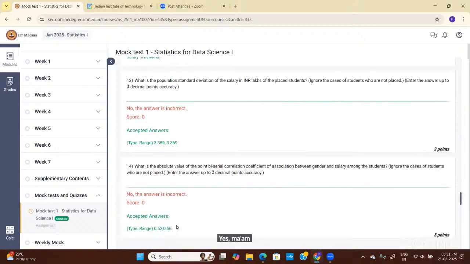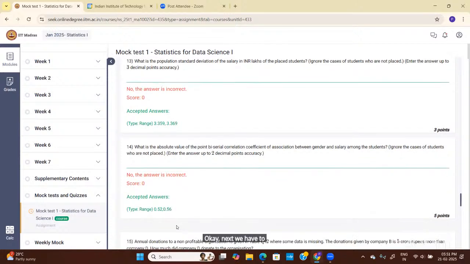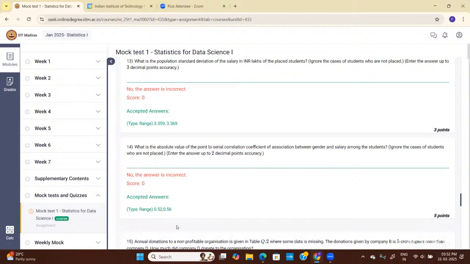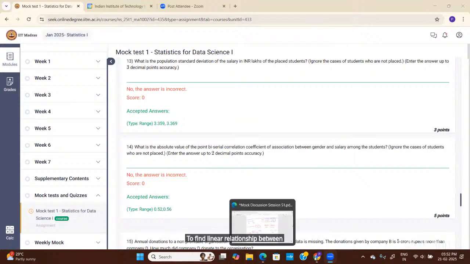Okay. Next, we have to find the absolute value of the point biserial correlation coefficient of association between gender and salary among the students. Why do we find a point biserial correlation coefficient? 0.54, because we are checking if there is any correlation between gender and salary. To find the linear relationship between the categorical and numerical variables.